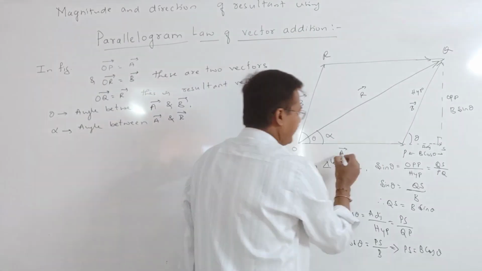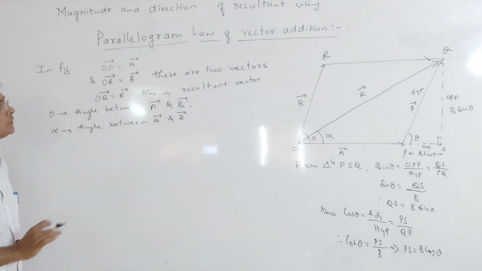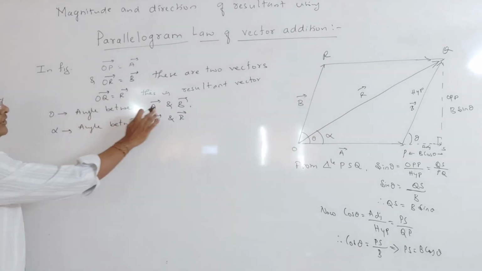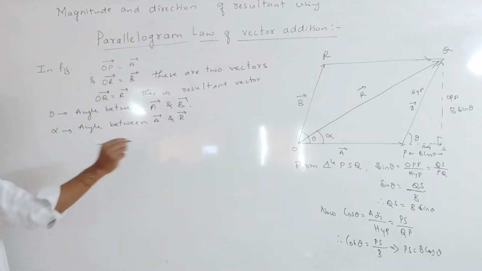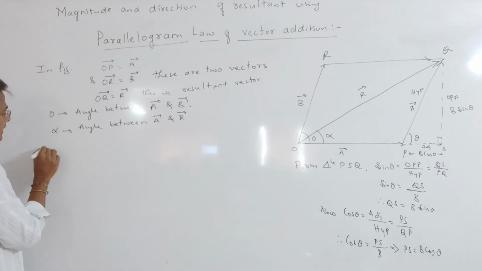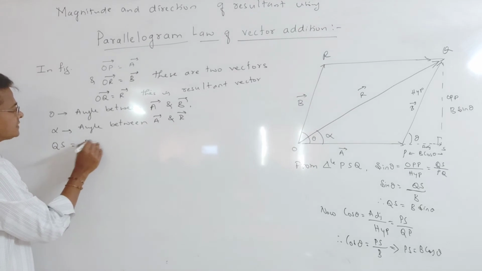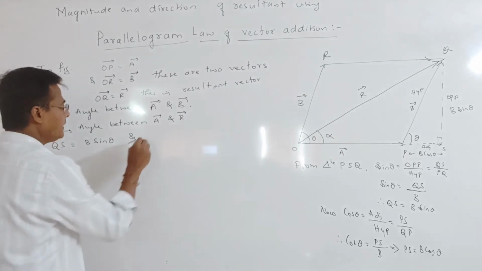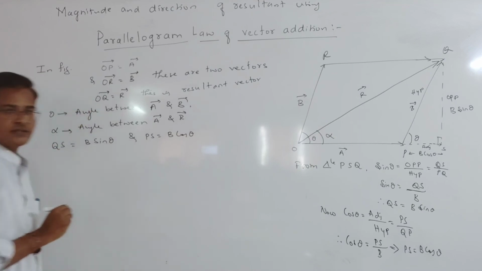O to P is the A vector, as we already mentioned. O to R is the B vector, and OQ is the R vector. So theta is the angle between A and B. Alpha is the angle between the A vector and the R vector. So from that, QS equals B sin theta, and PS equals B cos theta.